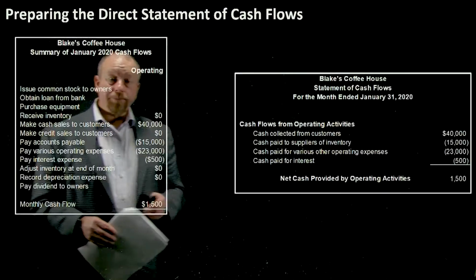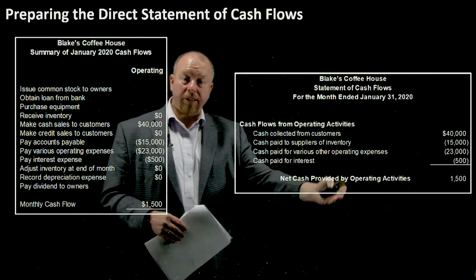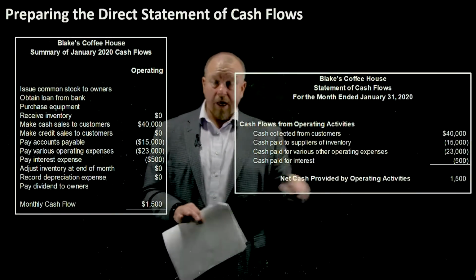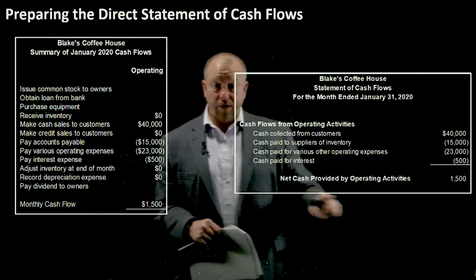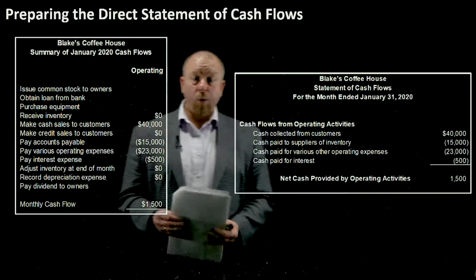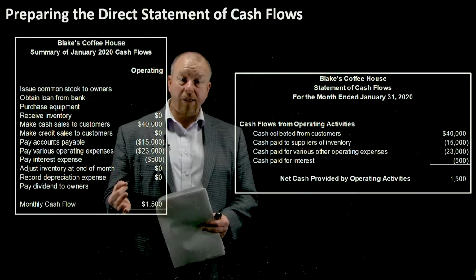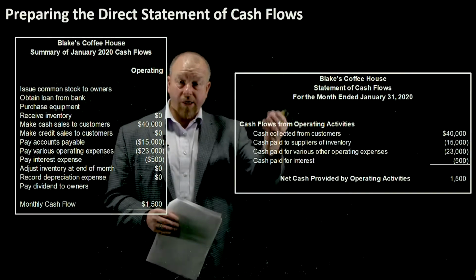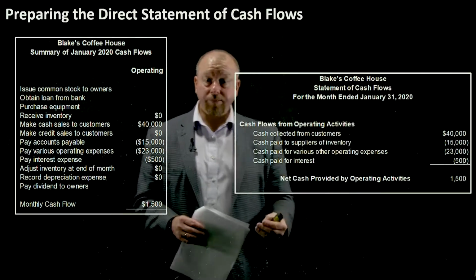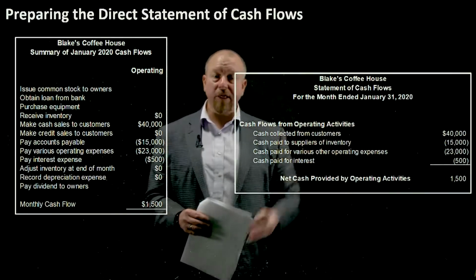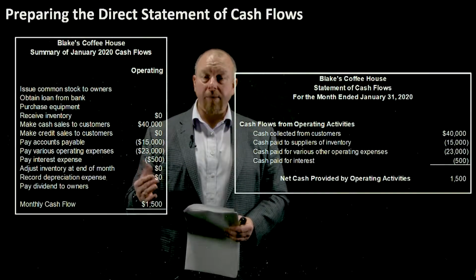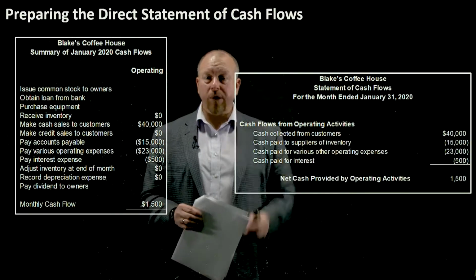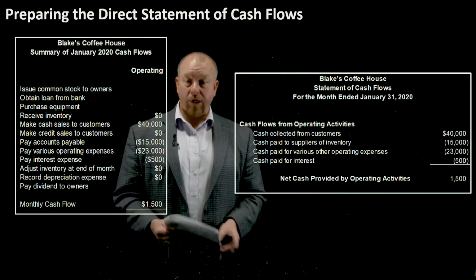I want to show you the completed operating section, right? This is where we're heading. So the direct section, and you know from the previous video that the net cash from operations was a positive $1,500. And this is the way it's going to look with the direct method. Cash collected from customers, 40 grand. Cash paid to suppliers, 15 grand, et cetera, et cetera. What I want to show you now is we're going to go back and we're going to look at each one of these line items and explain where they came from.